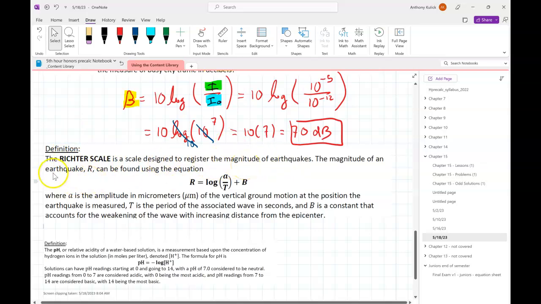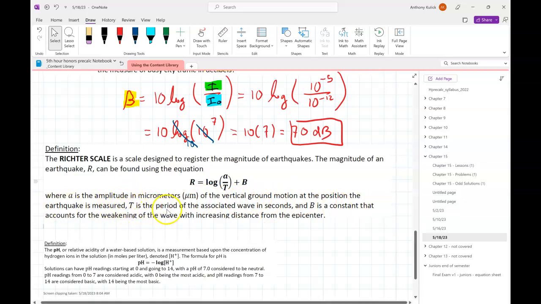The magnitude of an earthquake, R, can be found using the equation R equals log of alpha divided by T, plus B. So the alpha there is just the amplitude of the vertical ground motion. So it's like how much up and down the ground is moving. Everybody's okay with that? And that's at the position the earthquake is measured.